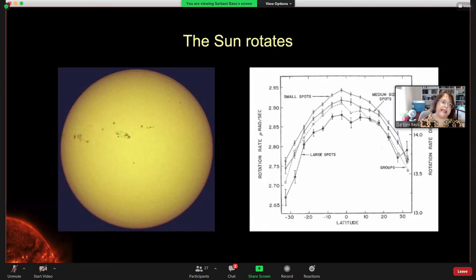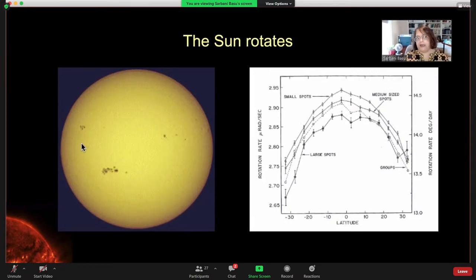So the sun rotates, and that has been known since the first observations of sunspots, because it's the sunspots that show the sun rotates. What has also been known is that the equator rotates faster than the higher latitudes, which is why the rotation has this shape. It's also known that different types of sunspots give you slightly different rotation rates. So medium sunspots seem to give a slightly different rotation rate than smaller sunspots, which presumably means that they're anchored at different points inside the sun.